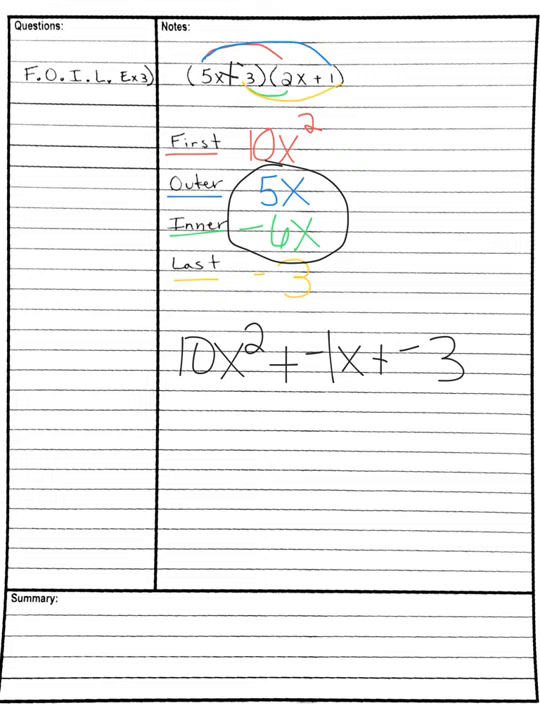And again, it's just a way of helping us remember to multiply everything in the first set of parentheses to everything in the last. It's called FOIL. That's all I have for you. We're multiplying two binomials.